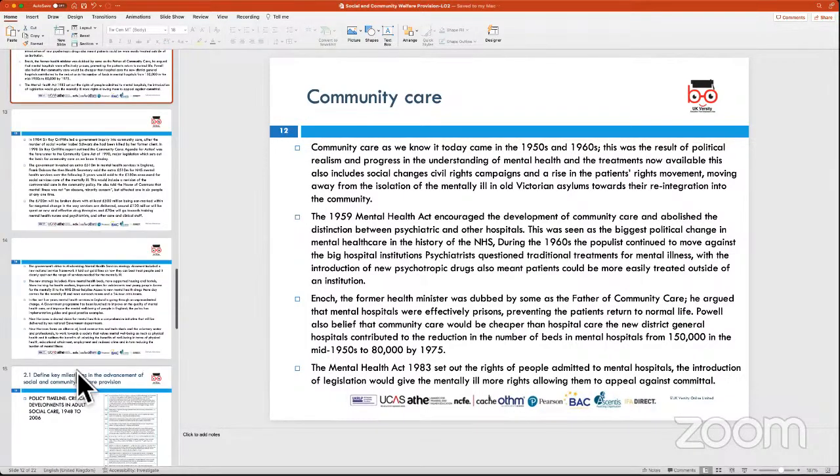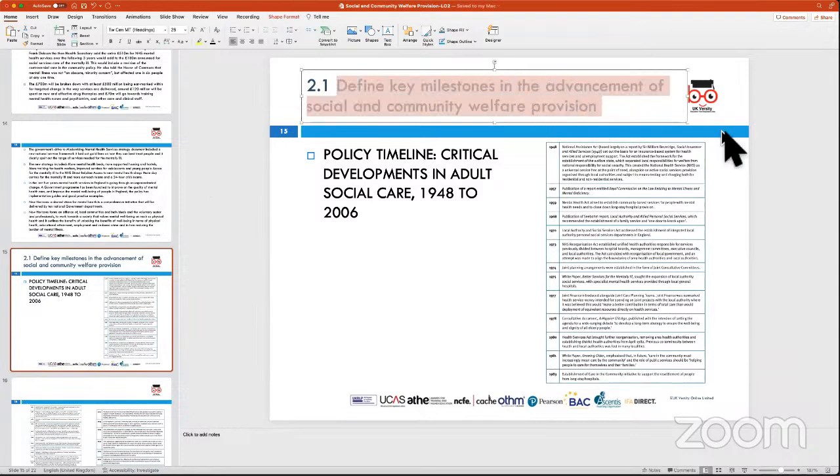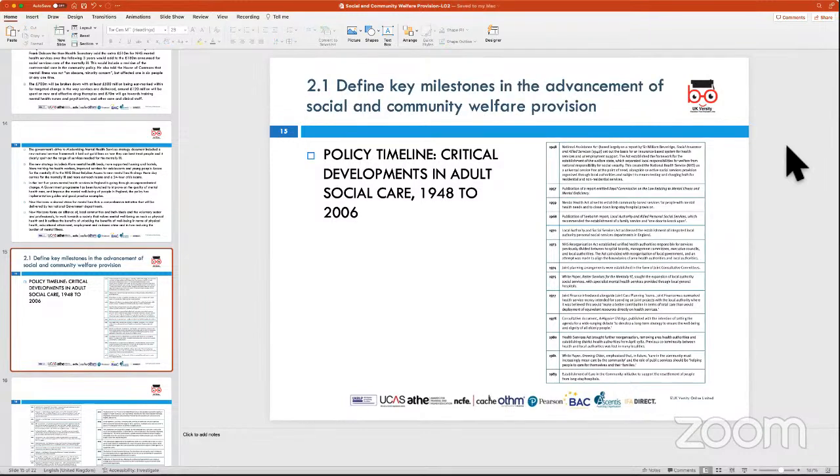Is that okay? Now, task 1 or assessment criteria 2.1 talks about defining key milestones in the advancement of how social and community welfare provision came about. Now, timelines are mentioned in the slide.